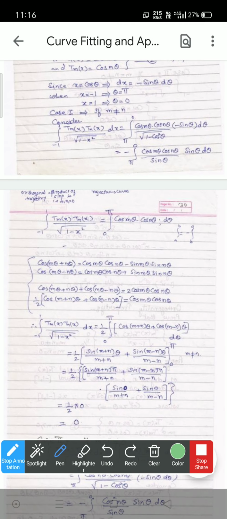So this is the integration from pi to 0. So this is same as minus, the minus sign comes out, minus integration from pi to 0 of cos of m theta cos of n theta, square root of 1 minus cos square theta is equal to sin theta, and this sin theta d theta as it is. In the next step, this sin theta cancels. So we get cos of m theta into cos of n theta into d theta.